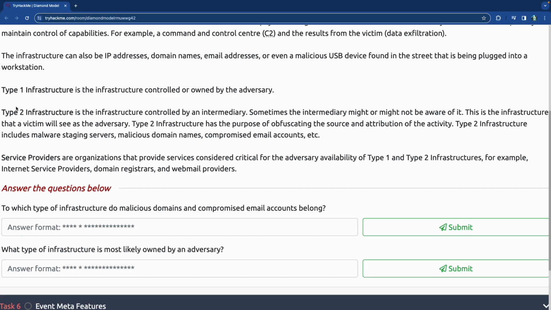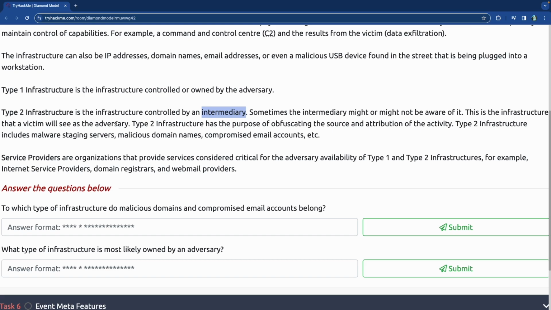There's type 1 and type 2 infrastructure. Type 1 is the infrastructure controlled or owned by the adversary. Type 2 is the infrastructure controlled by an intermediary. Sometimes the intermediary might or might not be aware of the fact that their stuff is being used to do the attack, which is actually very important to understand, because the intermediary may not necessarily even be involved in the attack, right? They just have a machine that is either on the network or close to their building or something, and so that could be it.